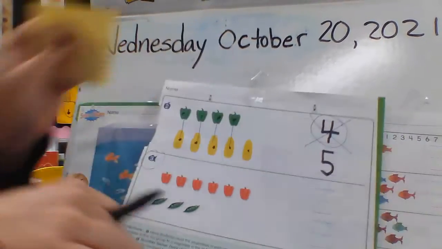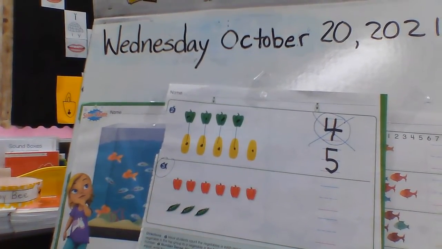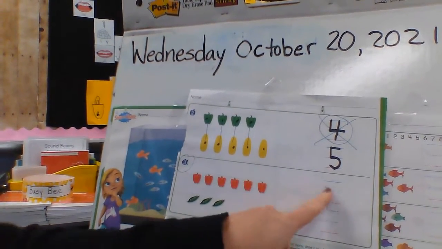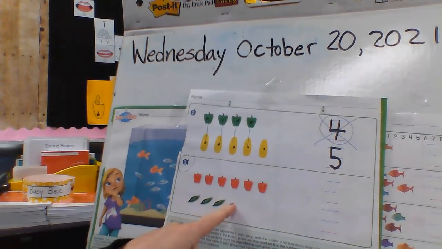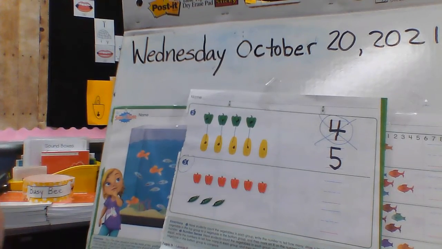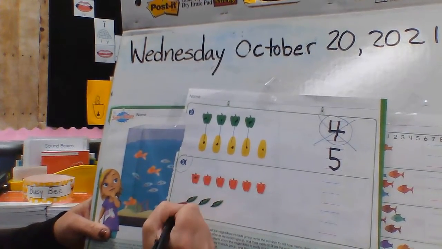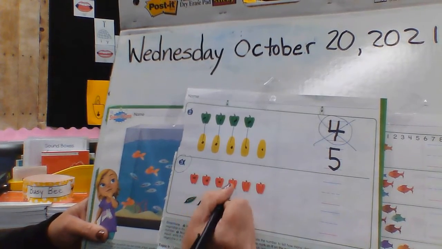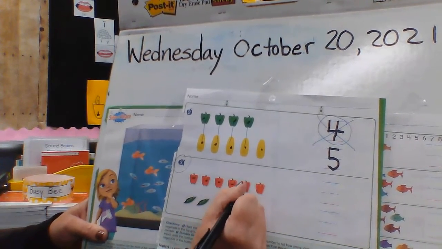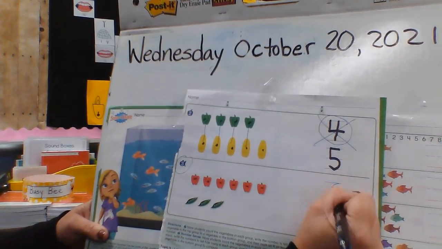The two that I asked you to do by yourself yesterday was number 3, which had the red peppers and the peas. For number 3, I asked you to count the red peppers and write the number, count the peas and write the number, and then draw more peas to make it equal or the same. So first, let's count the red peppers. 1, 2, 3, 4, 5, 6. So there are 6 red peppers, so I wrote 6.